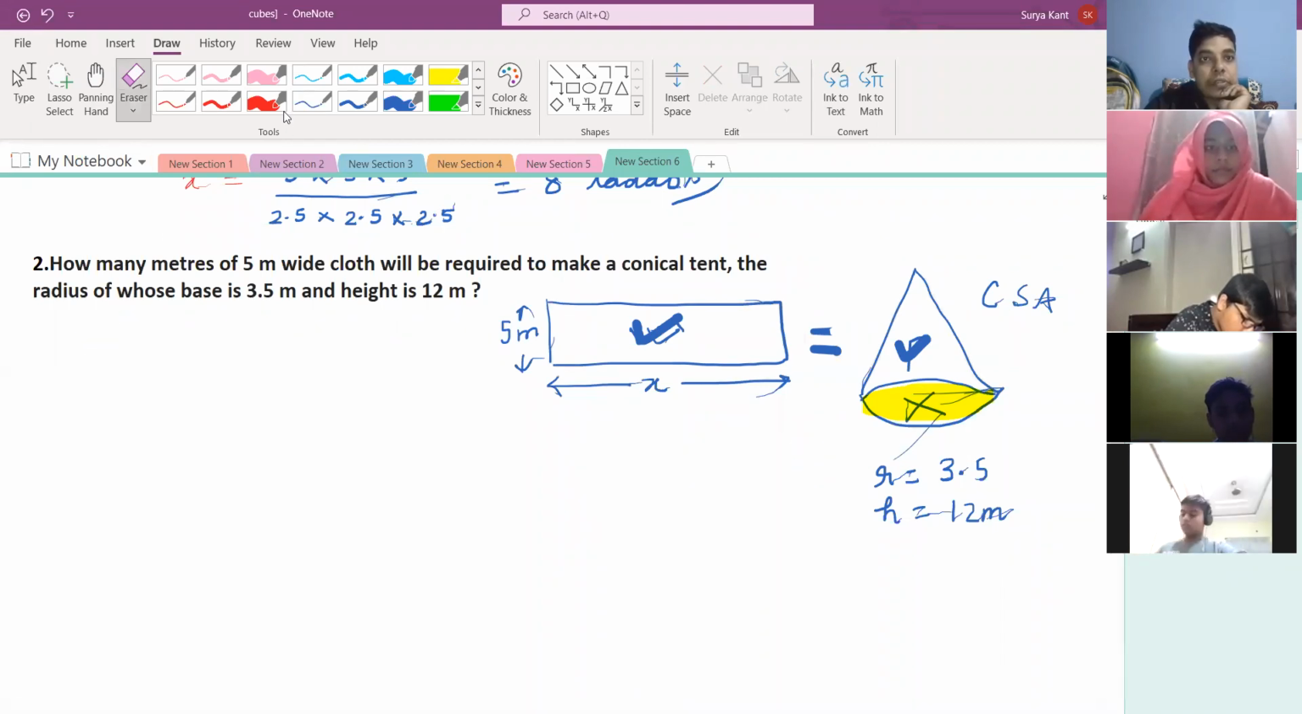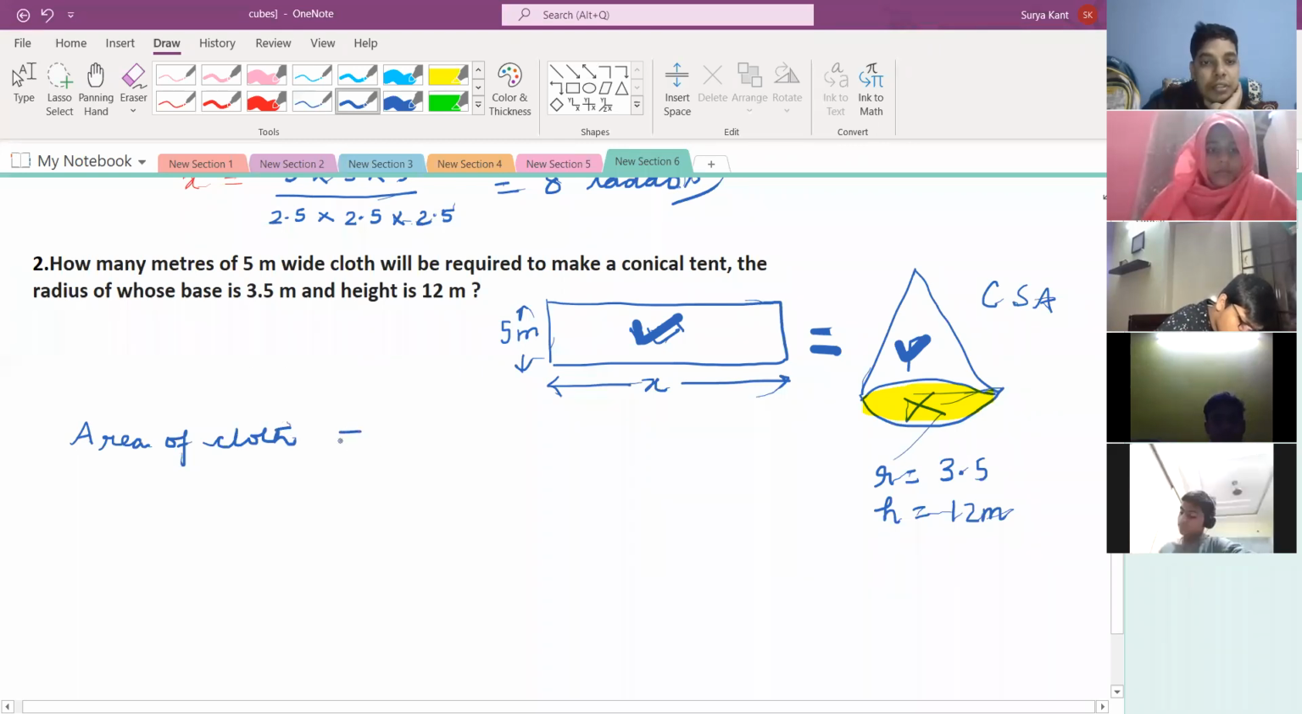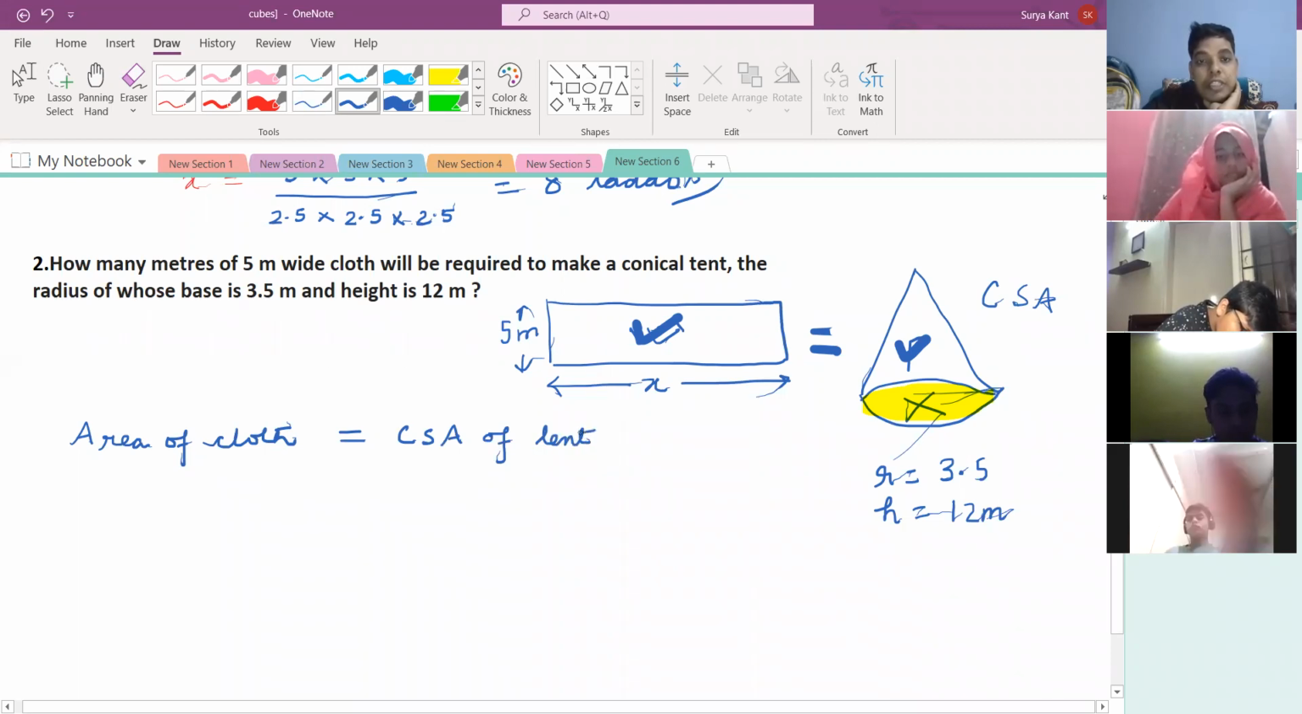Sir, TSA minus CSA by 5, sir? No. See, area of cloth you can write: area of cloth is equal to CSA of cone. Can we write like this or not? Who is having doubt in this part? This much is clear to everyone?